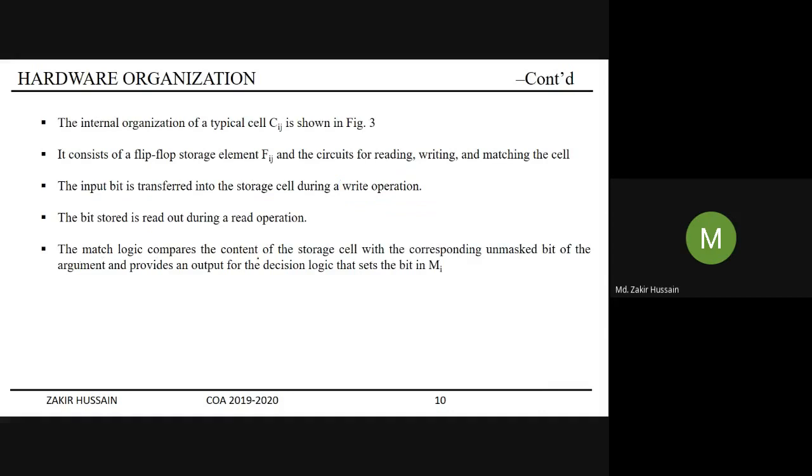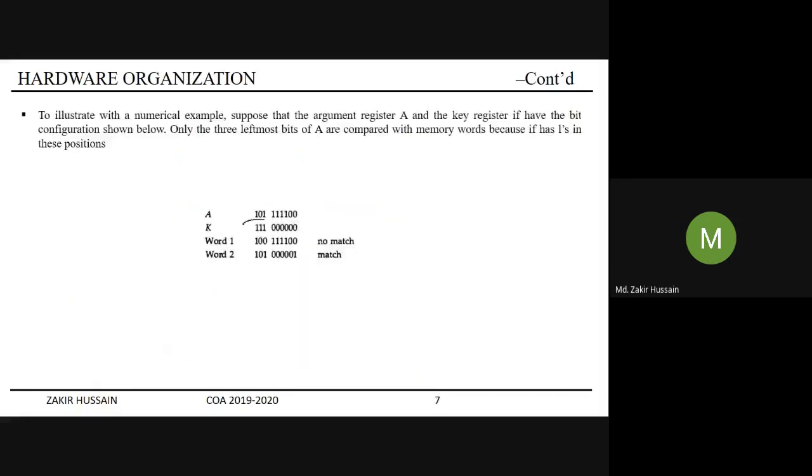So the match logic compares the content of the storage cell with the corresponding unmasked bit. Here is something you have to focus on, remember: the match logic compares the content of the storage cell with the corresponding unmasked bit of the argument and provides an output for decision logic that sets the bit in MI. Why am I emphasizing this? For those who are serious, it may confuse here. So we have to use the term unmasked here. This is called unmasked.